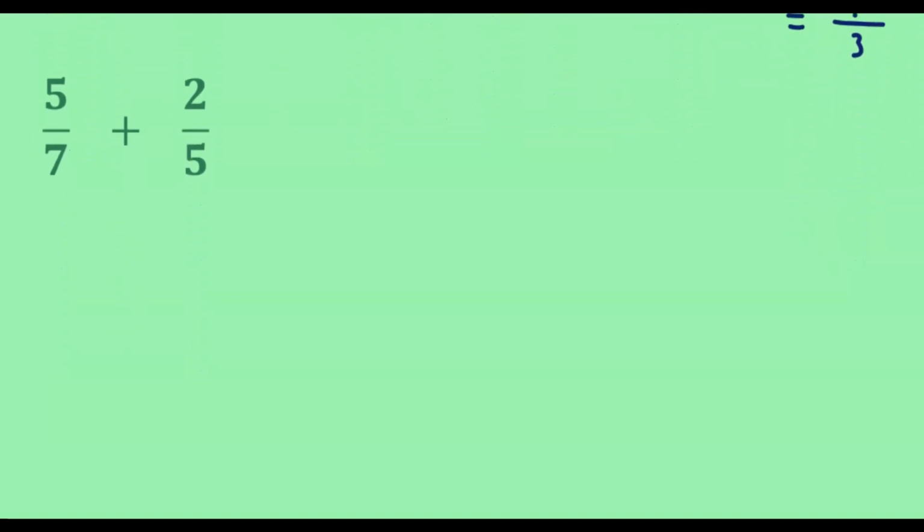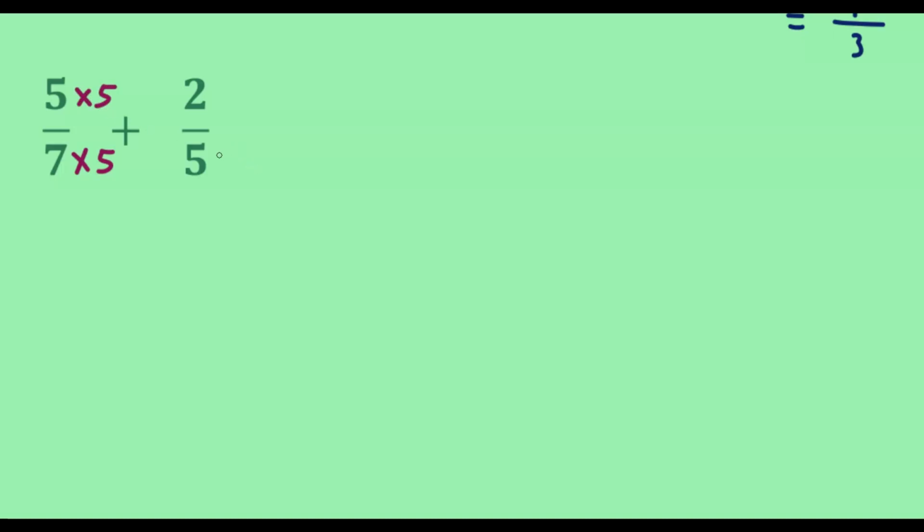So next we have 5 over 7 plus 2 over 5. Now the denominators are 7 and 5. We want a common denominator, that is, we want to find a common multiple of 7 and 5. Now a common multiple is 35. So let's change these fractions into equivalent fractions whose denominators are equal to 35. Now how do we change 7 to 35? We need to multiply it by 5. So we multiply the numerator by 5 as well.